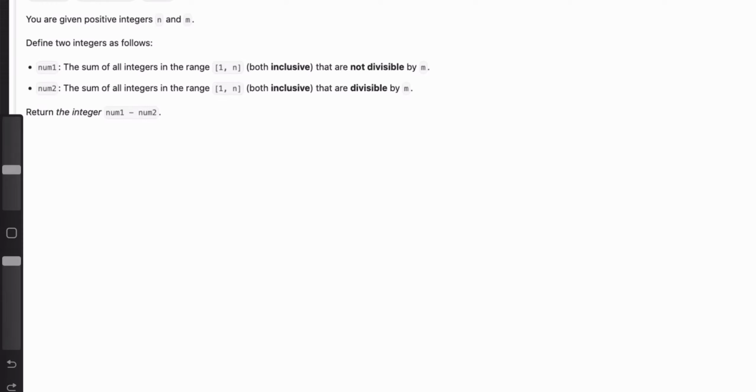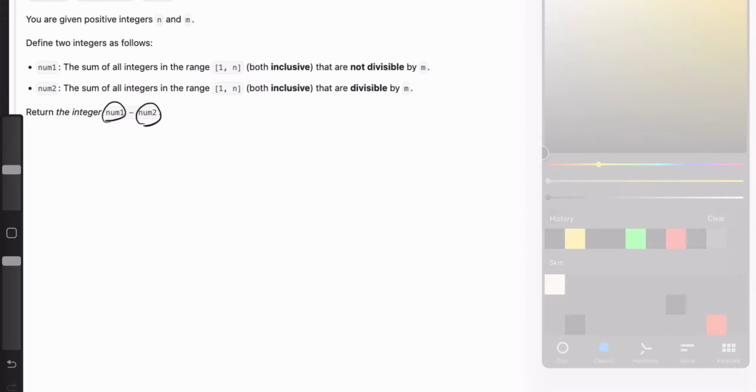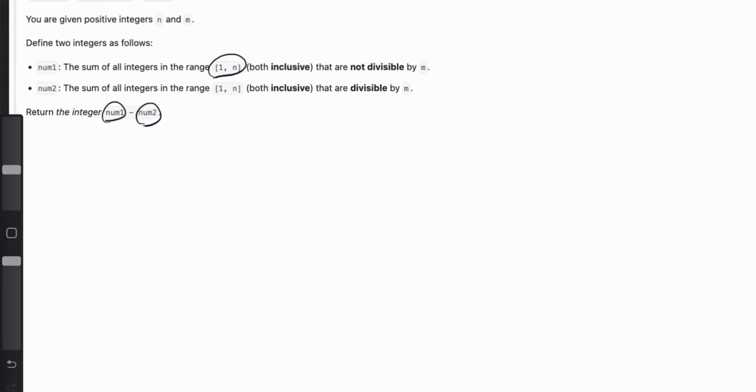Alright guys, let's try to solve today's problem. It's 2894, divisible and non-divisible sums difference. We want to return the integers num1 and num2, where num1 is the sum of all integers between 1 through n that are not divisible, and num2 is simply the ones that are divisible, right? You can do this brute force, but that's a pretty dumb solution. I figured out a better way, I think.